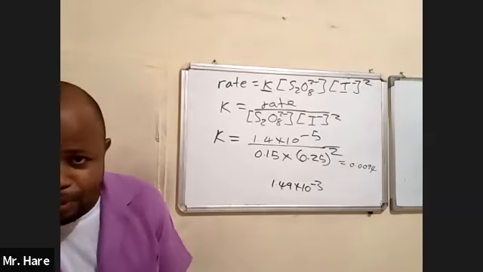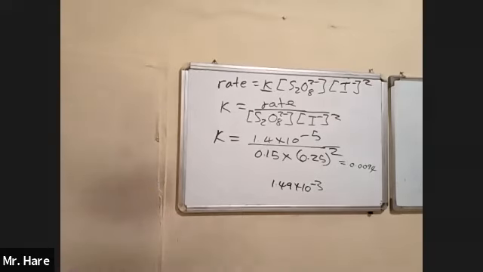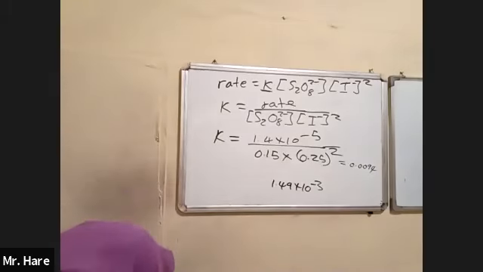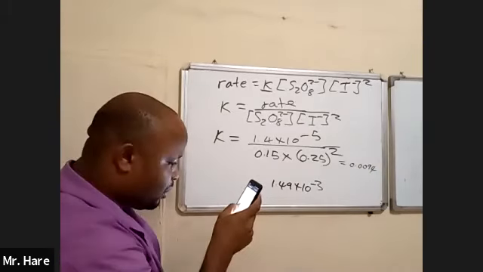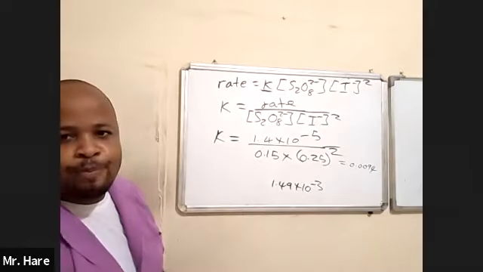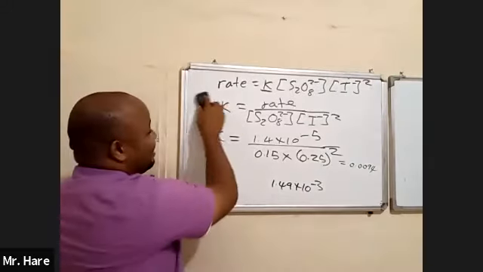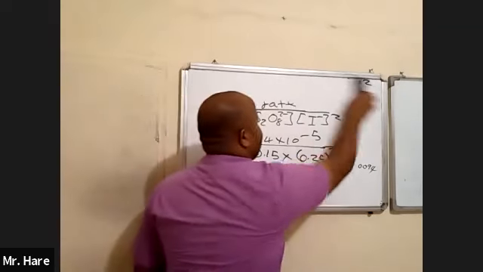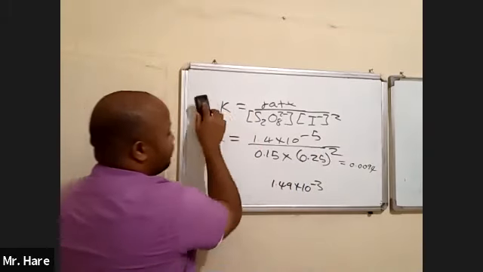All right, let us calculate the units. Let me look at the table and see what the unit for rate was. It's moles per dm³ per minute. In this case, they put it in minutes. Okay. Yeah, let us calculate the units.